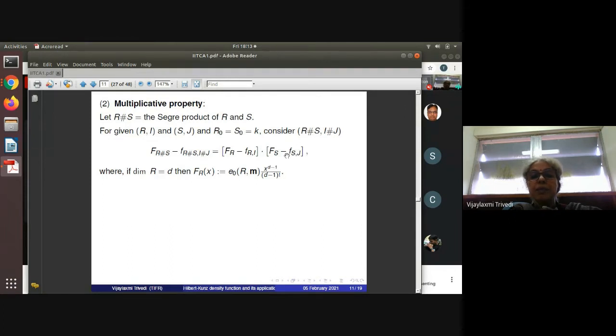So this tells me many things. It tells me, for example, if my R was a two-dimensional ring, I know its density function very well. It's a piecewise linear polynomial. So if I take a Segre product of two such rings, it will be a piecewise degree 2 polynomial and so on. So I can keep on multiplying. So that information about the Segre product comes for free in terms of the original density functions.